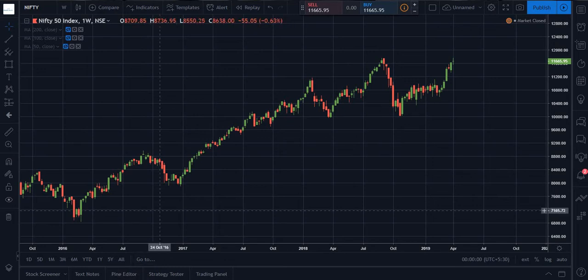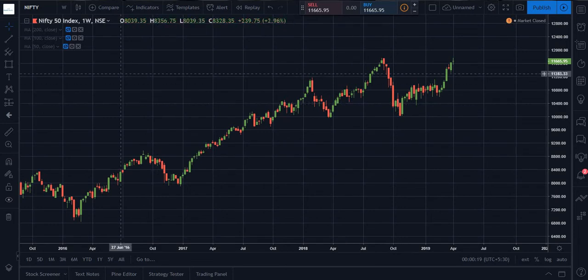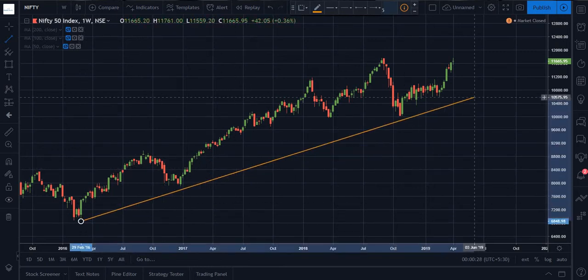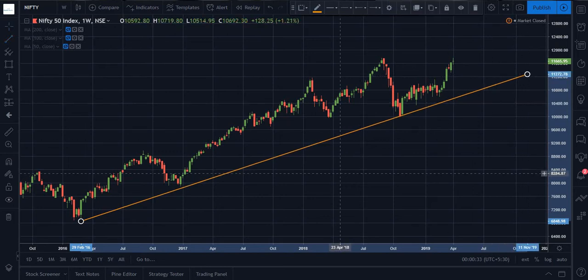Okay guys, I'm in the TradingView terminal and I've loaded up the Nifty chart with a weekly time frame. The weekly time frame helps us understand the long-term perspective. Now the first and foremost thing about any technical analysis is drawing a trend line. So let me pick up a trend line and connect the low point and the higher lows. So there we go, the trend line.